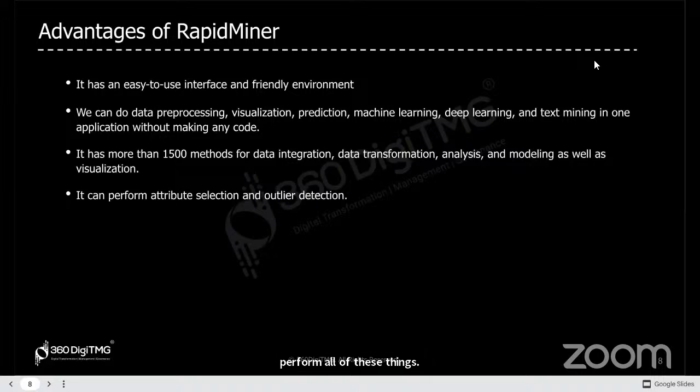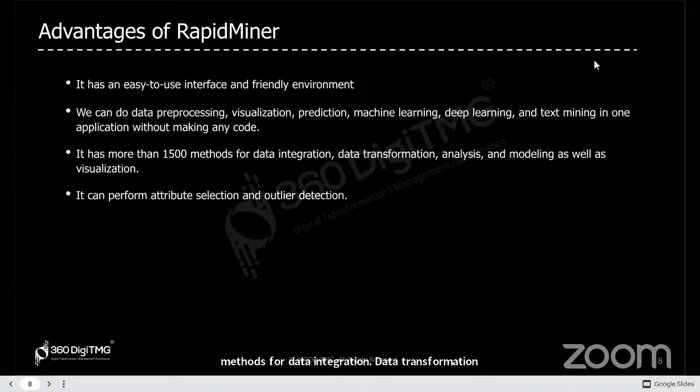So here, the first one is having drag and drop, which is a user-friendly interface. And the second one is performing various kinds of tasks like data pre-processing, visualizing, prediction, and machine learning, all of these things without writing any code. And the third one that we have is that it has more than 1500 methods for data integration, data transformation, analysis, modeling, as well as visualization.